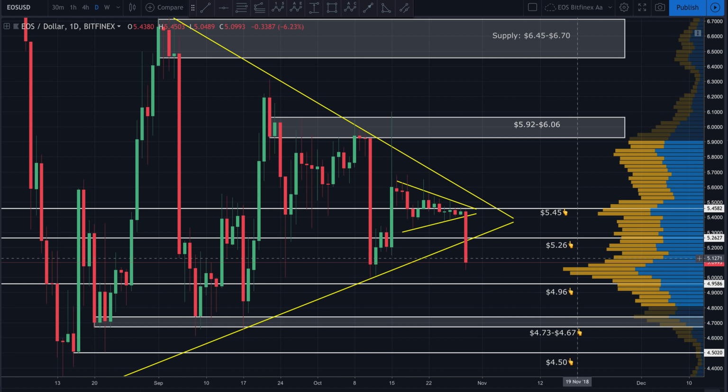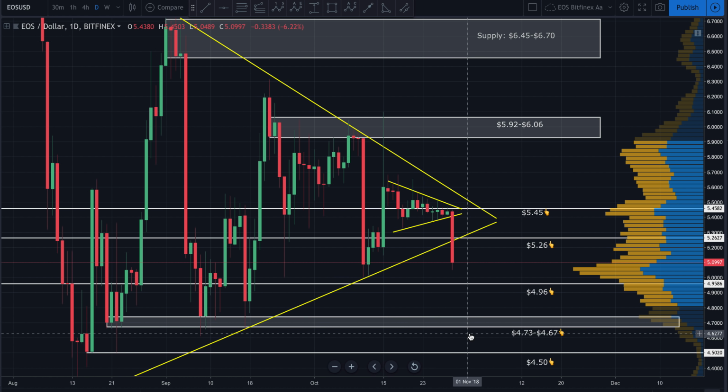But I do believe if we do break this low down here, I do believe there are some buy orders that are sitting right down here between 4.73, 4.67. It's an extremely relevant zone, guys.